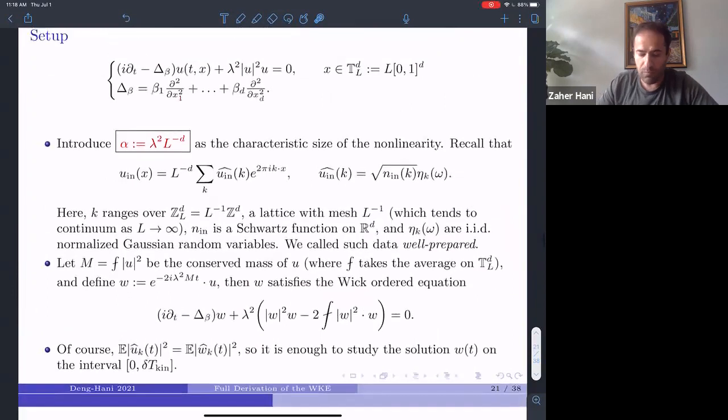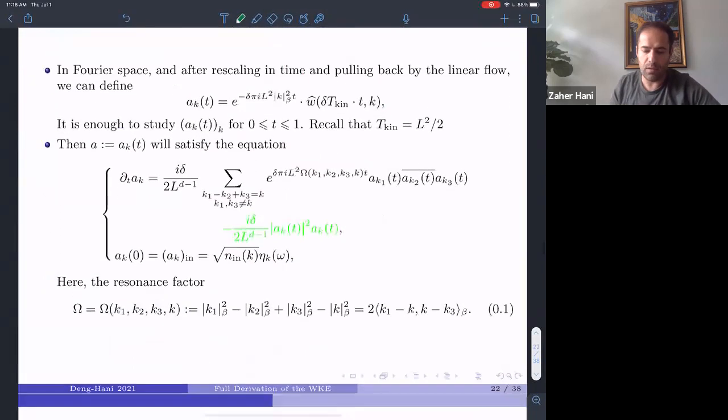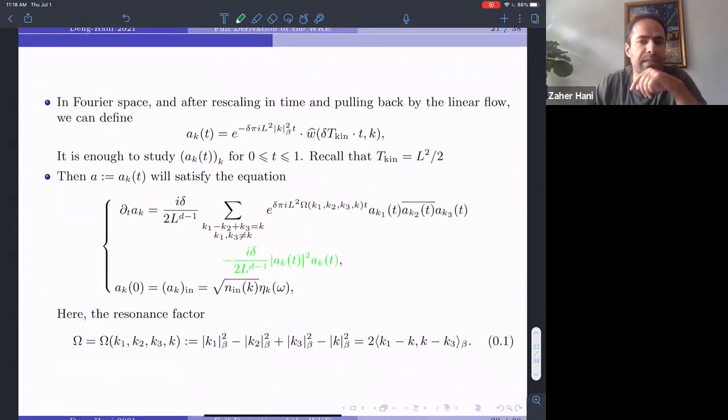All right, and so we will only be interested in, or will only be able to analyze, this solution w of t on the interval 0 to delta times the kinetic time scale. And remember, we are taking the scaling law alpha equals L inverse, so the kinetic time scale is essentially L squared. Okay, so we go to Fourier space now. We'll try to write the equation for w in Fourier space. But before that, we pull back by the linear flow. Again, this is somewhat of a simplification so that the equation looks more convenient.